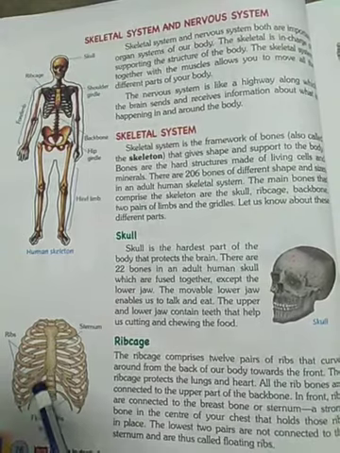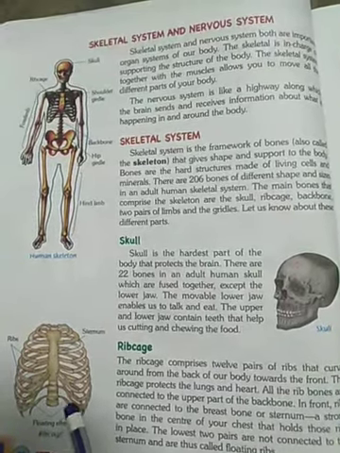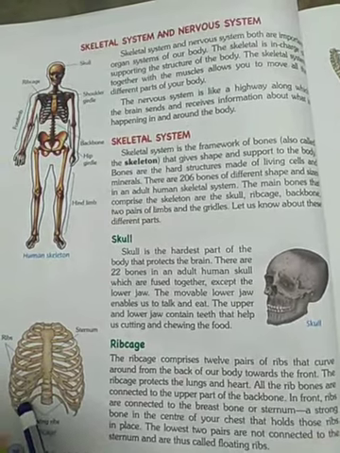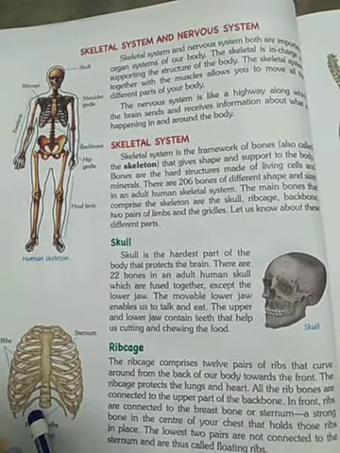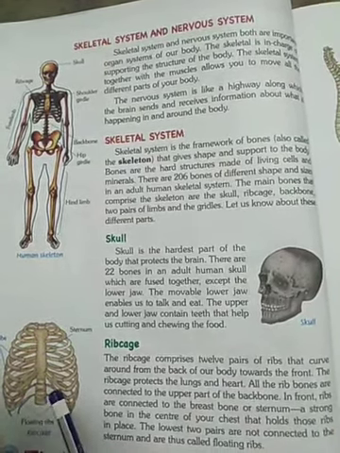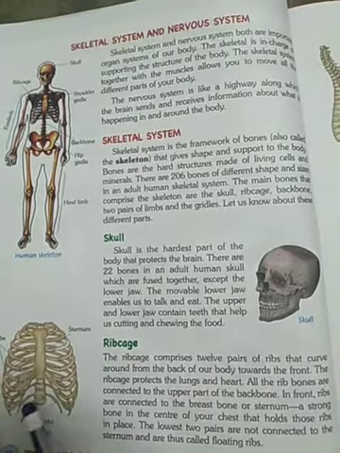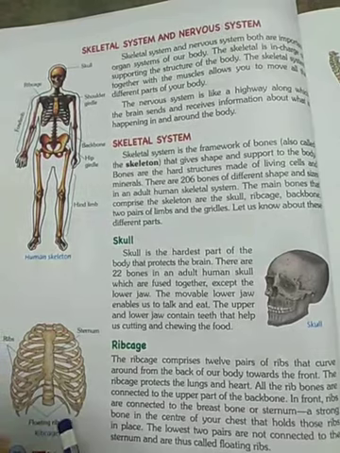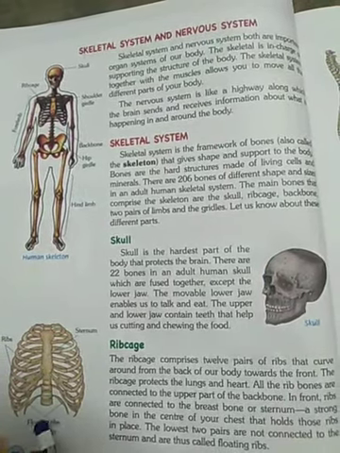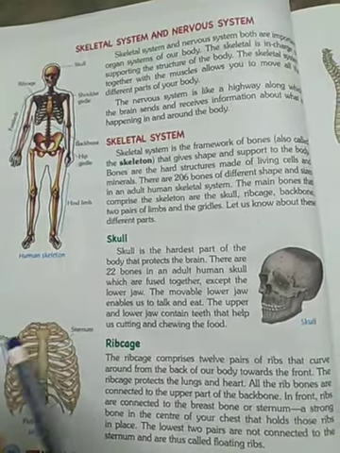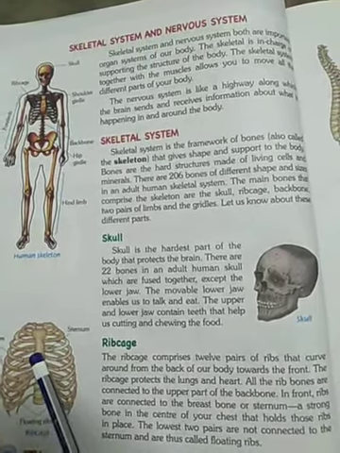Look at this. Look at the lower portion. These two pairs of ribs are not connected, right? And they are free, right? And these are called the floating ribs. Look at this. These are floating ribs. Right? And this is the sternum, right? This is the sternum, okay?